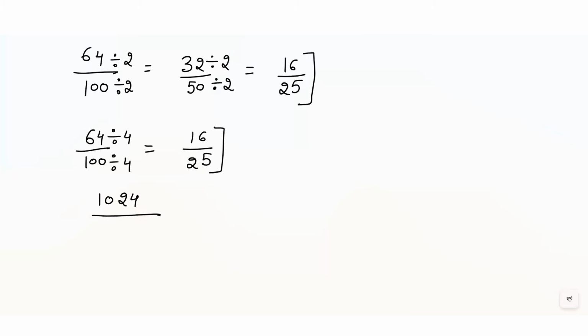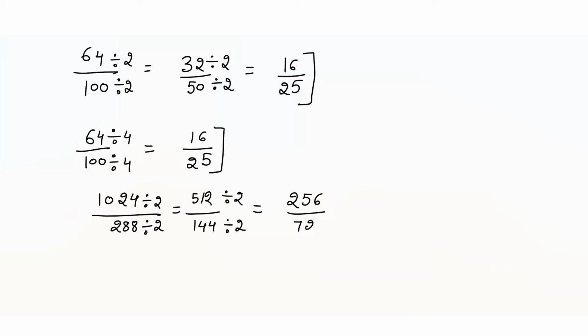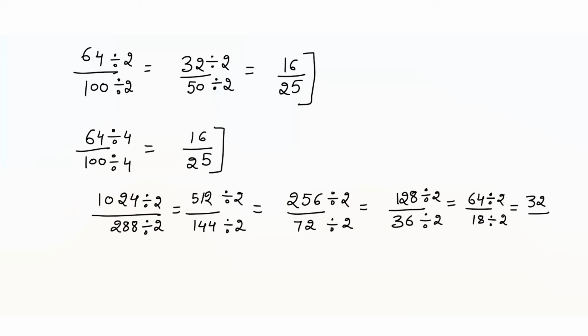1024 divided by 288. Both are divisible by 2. I'll divide it with 2. I'll get here equals to 512 divided by 144. I'll divide it with 2 again. I'll get 256 divided by 72. Again with 2. I'll get 128 divided by 36. Again with 2. I'll get 64 by 18. Again with 2. I'll get 32 over 9.